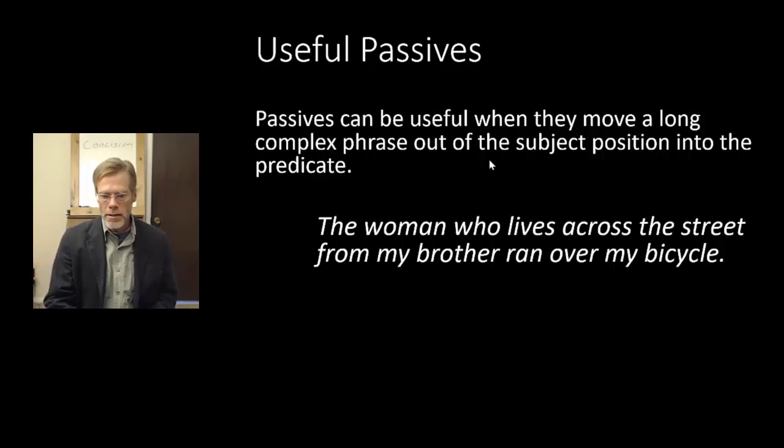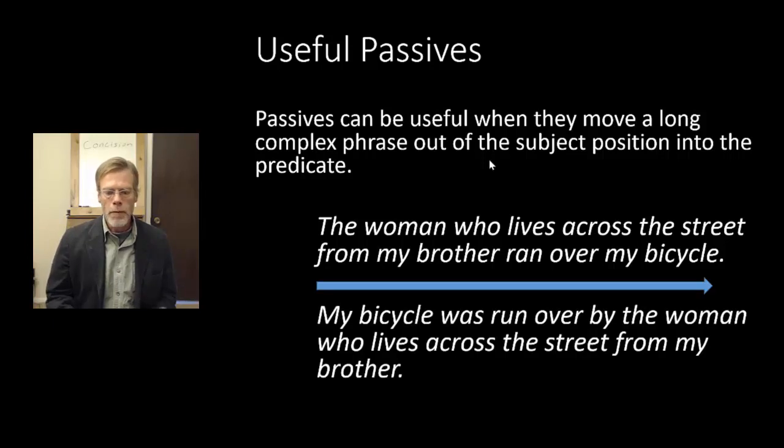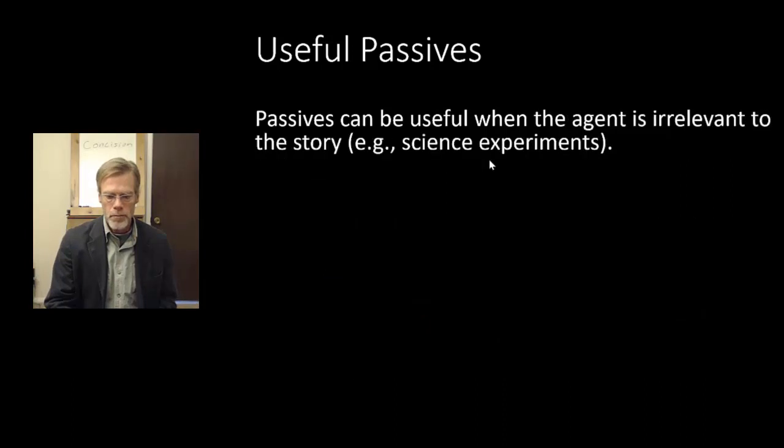So if we use a passive here, we can get, my bicycle was run over by the woman who lives across the street from my brother. This is going to make it easier on your readers to process. Situations like this call for passives.